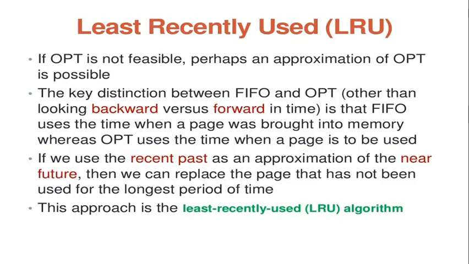Least recently used is nothing but using the recent past as an approximation of the near future. Just like in our previous video, optimal, where we use the given reference string going forward, taking decisions based upon the future. But least recently used is backward.